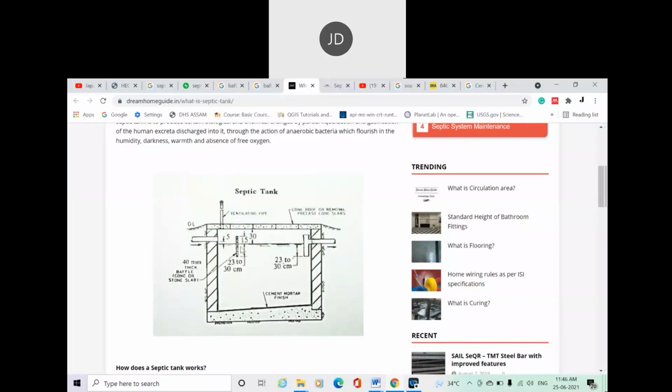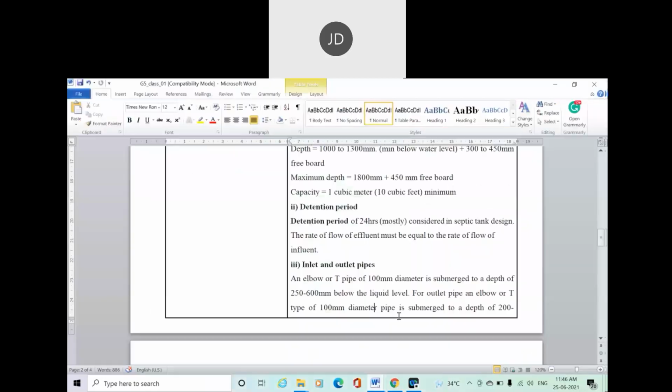Oh, sorry, this is a baffle valve. This is a baffle valve. So this is your inlet pipe. This is your outlet pipe. So this kind of pipe can be of elbow shape or T shape, basically, of diameter say 100 millimeter, 10 centimeter. It is submerged to a depth of 250 to 600 below the liquid level. That means it is submerged into the water.